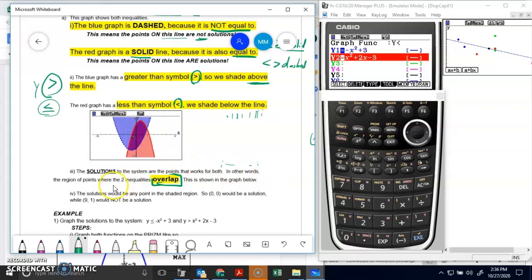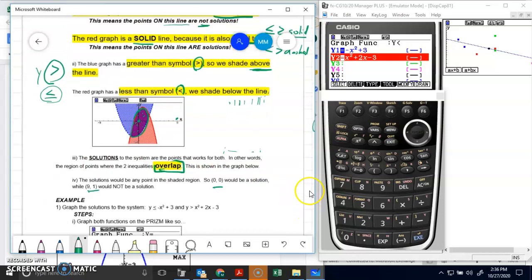What we want your final answers to be, though, is not all of the shading. We just want to see the final answer shaded, and that's this region here. Now that means any point inside of here is a solution. So (0, 0) would be a solution. Any of these points in here or along the red line here are solutions. Anything outside of this region is not a solution. Like (9, 1) obviously would not be a solution to that system.